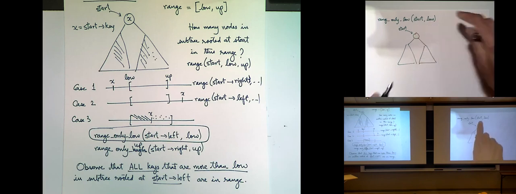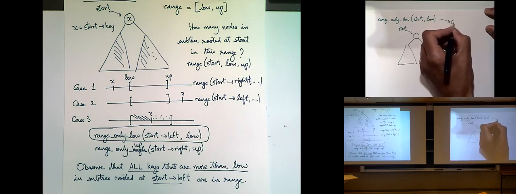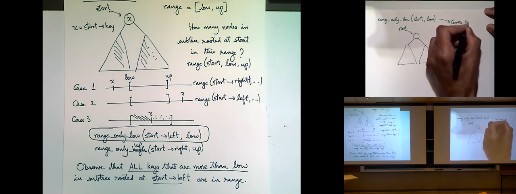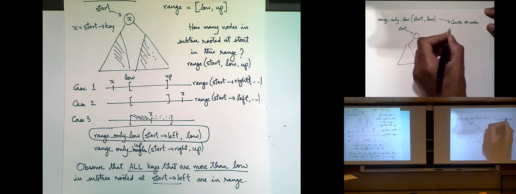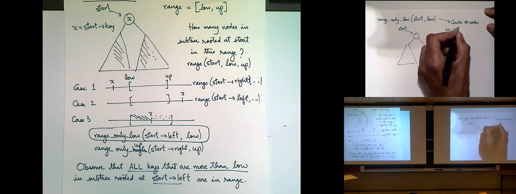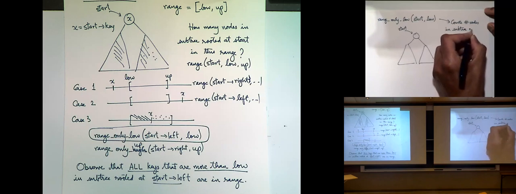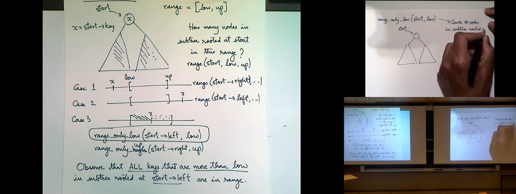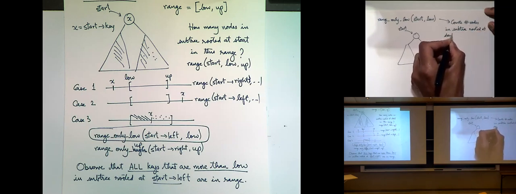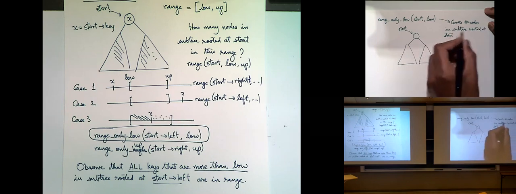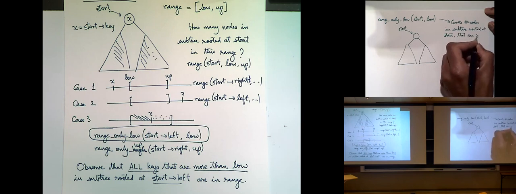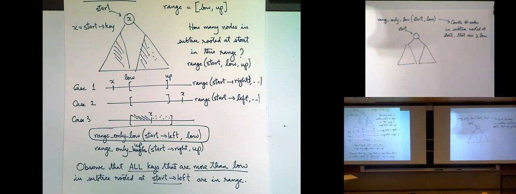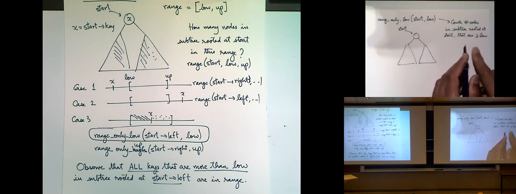So what does this function do? It counts the number of nodes in the subtree rooted at start, counts the number of nodes in the subtree that are greater than or equal to low, or you can make it greater than, it doesn't matter. Let's keep it greater than or equal to. Does this make sense? All right.